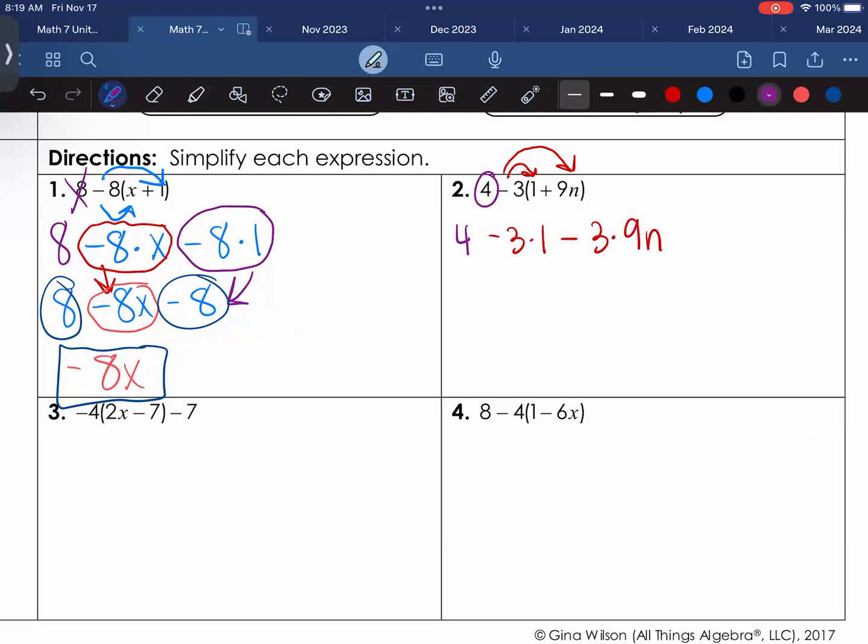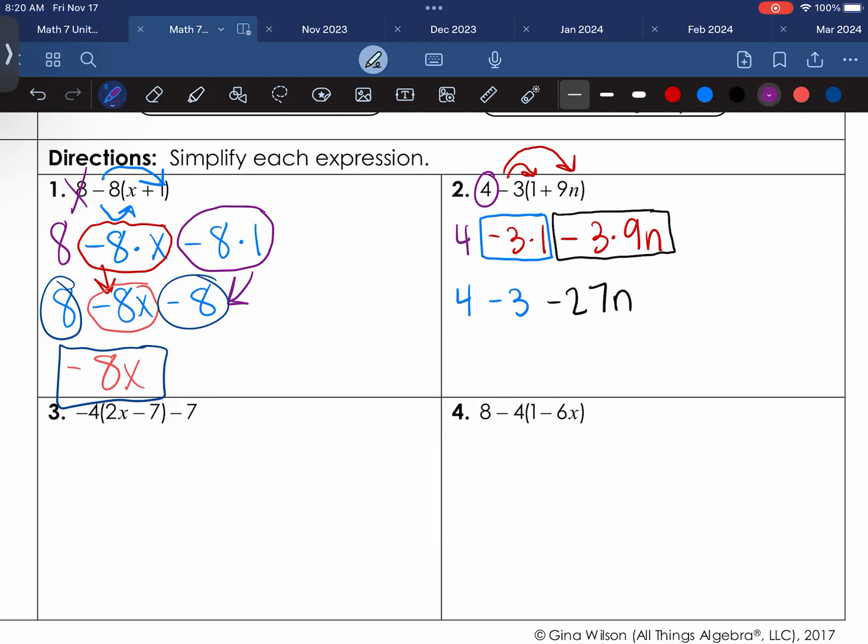So now we can go ahead and do our multiplication, right? It's like PEMDAS. Multiplication comes first. So I'm going to rewrite my 4. Now I have -3 times 1. That will be -3. And I also have -3 times 9n. These are not like terms, but remember, it does not matter in multiplication or division. So I have -3 times 9. That gets me -27. And then I just need to reattach my n.